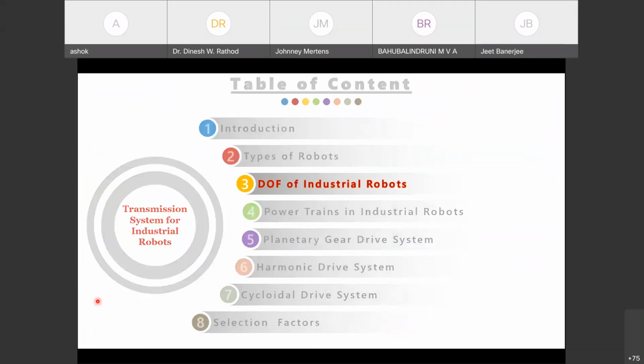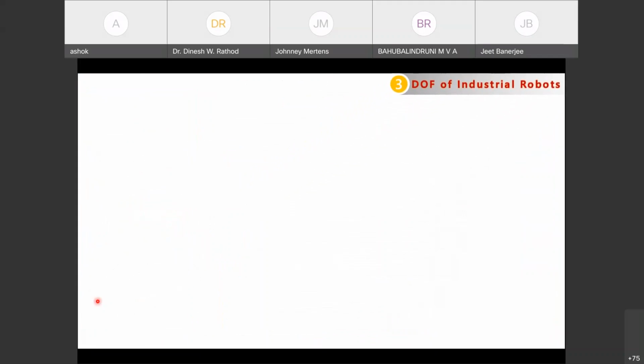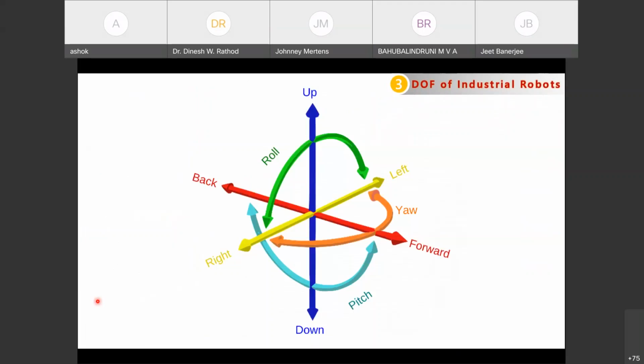Now coming to the third one, degrees of freedom. From our mechanics, we already know what degrees of freedom are available in mechanisms. In a space, a total of 6 degrees of freedom is available. You can see the red color indicating back and forward, the yellow color indicating left and right, and the blue color indicating up and down. Similarly, the green color indicates the roll angle. With respect to this red line, it can rotate like this. And yawing is happening with respect to the blue color axis, and pitching is happening with respect to this yellow color axis.